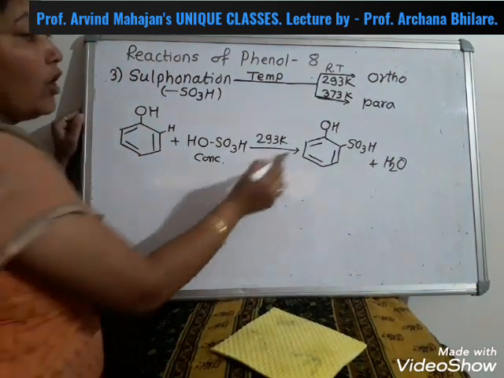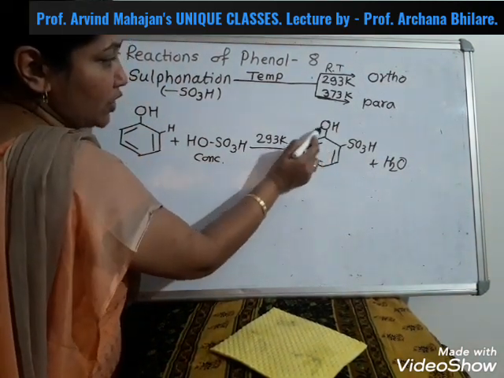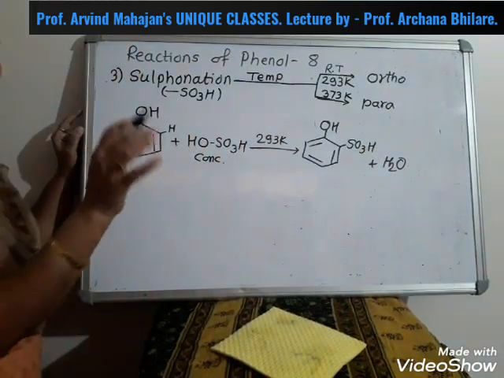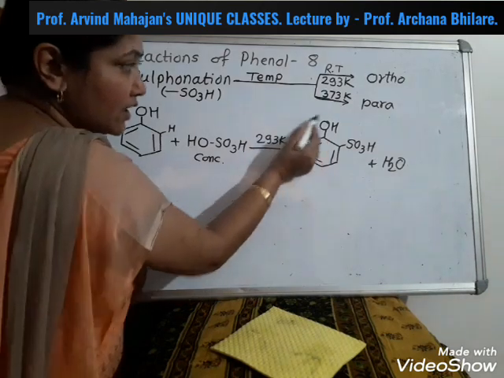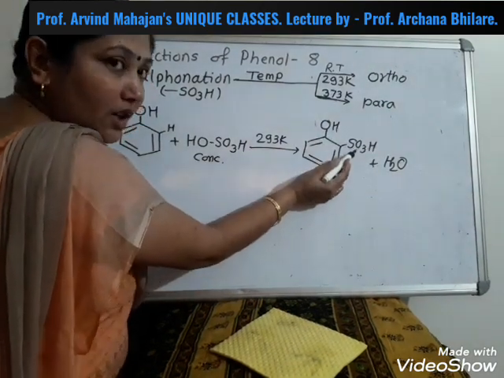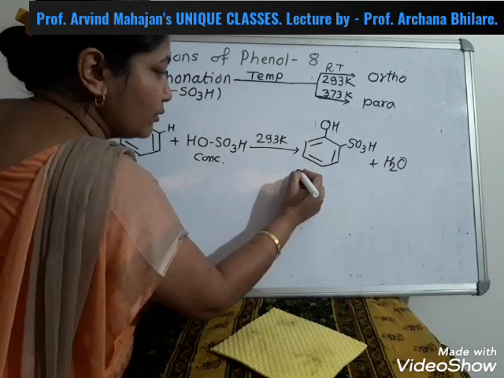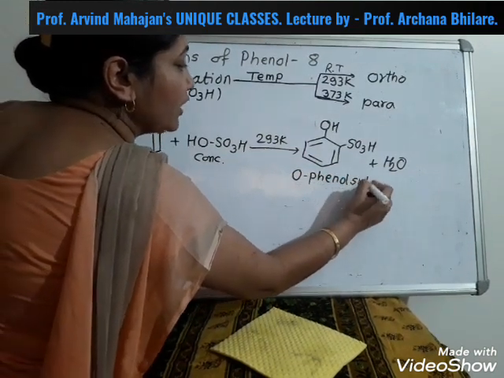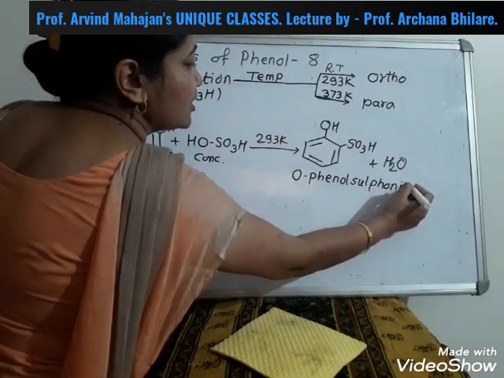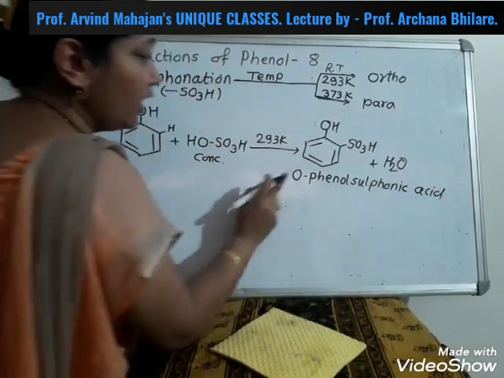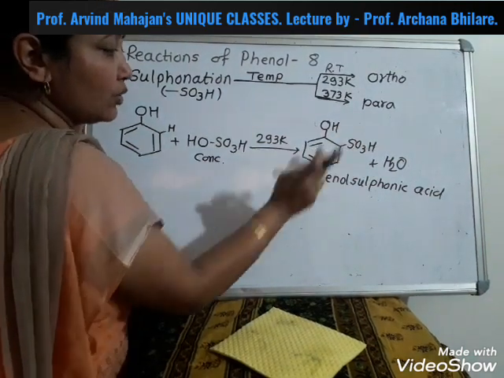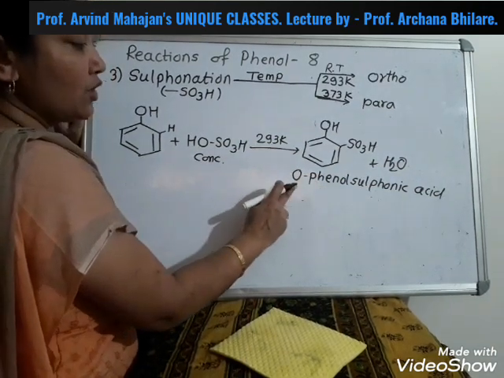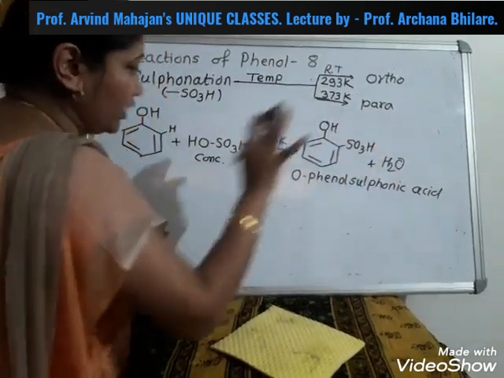What is its name? Ortho. Orthophenol sulfonic acid. This is phenol, and at its ortho position there is a sulfonic acid group. So it is named orthophenol sulfonic acid. A bit different name, sulfonic acid. The ortho position has SO3H, and whose ortho position? Phenol's ortho position. So it is called orthophenol sulfonic acid.